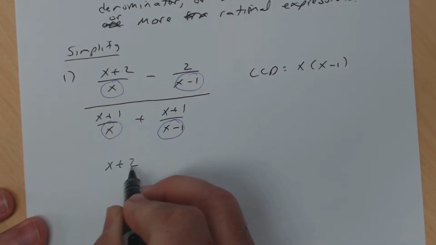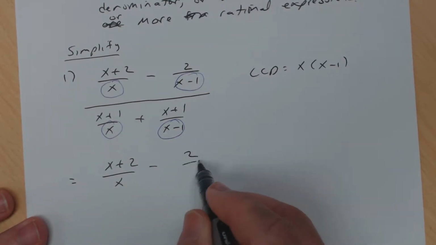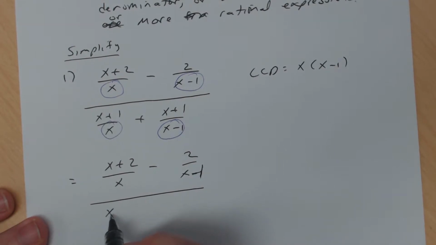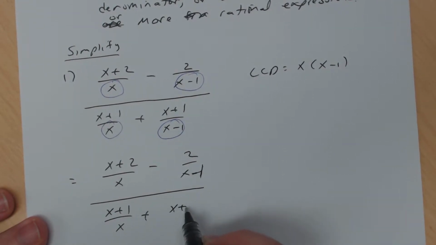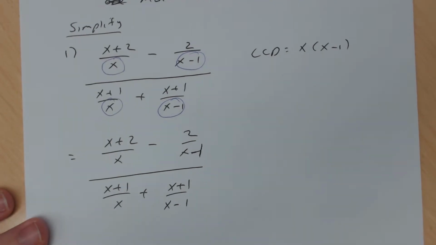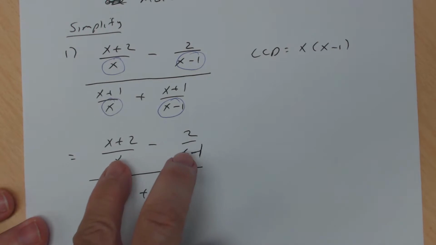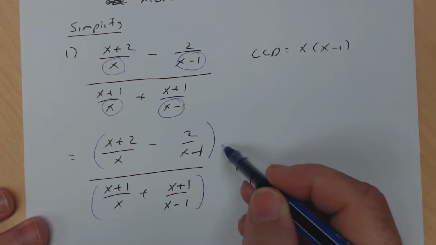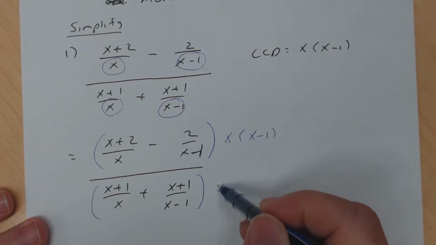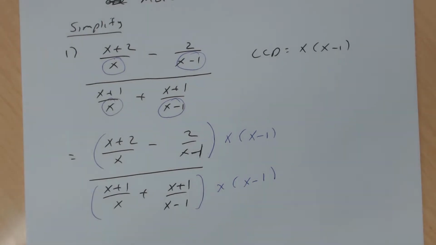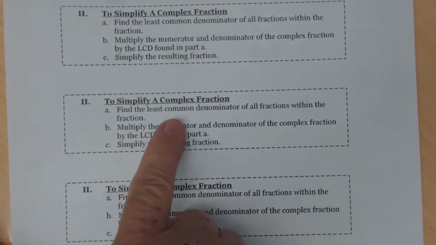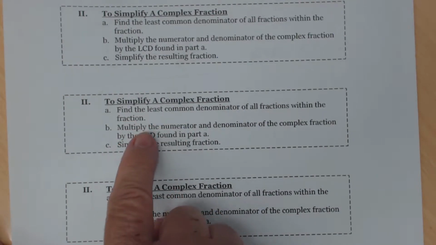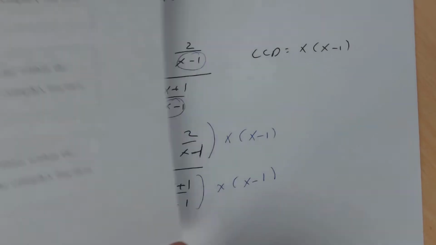Now, once you find the LCD, I'm going to rewrite this without the circles. So I'm going to have (x plus 2)/x minus 2/(x minus 1), divided by (x plus 1)/x plus (x plus 1)/(x minus 1). Just like you did before, you see how the numerator has two rational expressions, so you put that in parentheses, same thing here, and you multiply both the numerator and the denominator by the LCD. So your steps: find the least common denominator of all fractions within the complex fraction. Once you do that, multiply the numerator and the denominator of the complex fraction by the LCD.